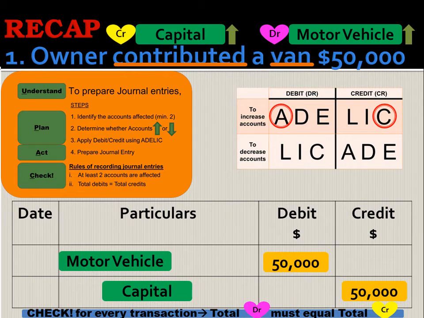Before that, it is important for us to recap how to prepare journal entries. As you can see, to prepare journal entries, there were 4 steps that were being mentioned. We have used the debit and credit rule to record journal entries in our journal. In order to facilitate our memory on whether to debit or credit accounts, we refer to the ADELI table.